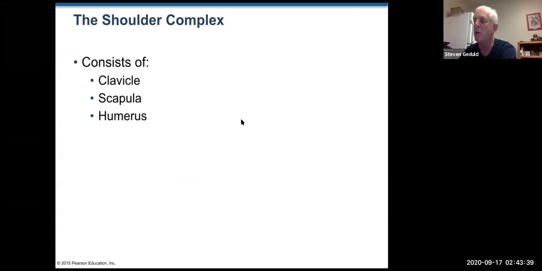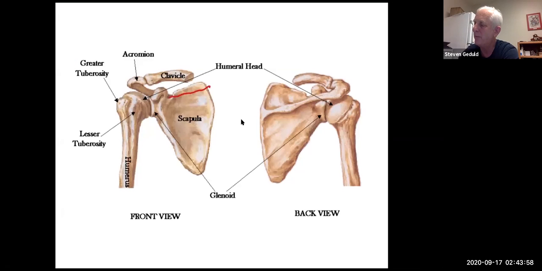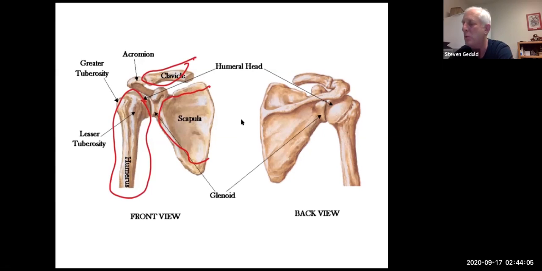Okay, the shoulder complex. The shoulder complex consists of three bones, which we talked about last time in the lab. It consists of your clavicle, your collarbone. It consists of your scapula, and it consists of the humerus, the bone of the upper arm. Okay, here's your scapula, your clavicle, and then your humerus. All make up the shoulder joint. And we talked about the acromion process of the scapula, the lesser tuberosity, the greater tuberosity, where we have muscle attachments.